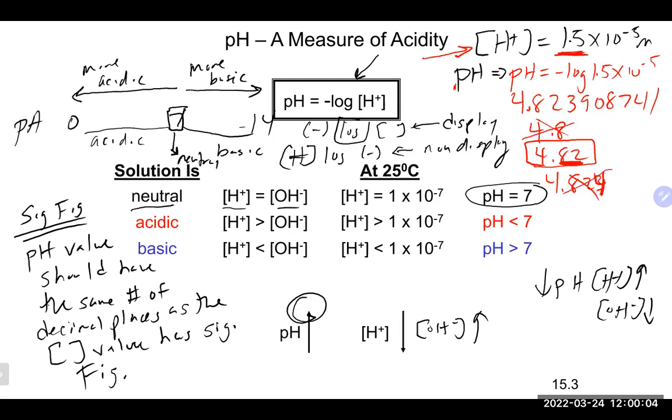And it's also the rule if you're going backwards, as we'll talk about, if you're going from like pH back to the concentration. If your pH value had 2 decimal places, your concentration number should have 2 significant figures. So we're going from sig figs to decimals, and again, backwards as well. Any questions on that? By the way, that would be acidic, basic, or neutral.